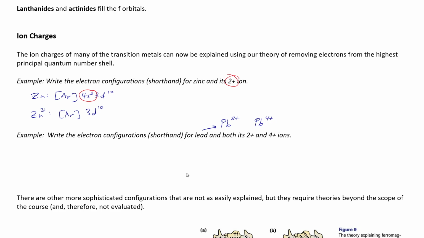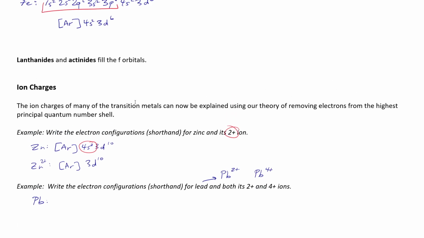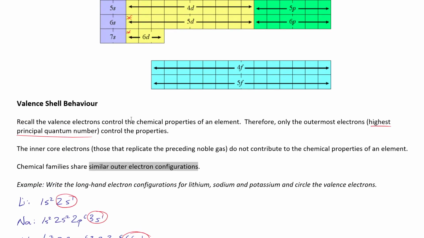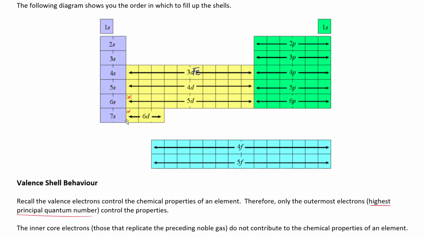Let's write the electron configuration for just lead. Okay, so let's see if we can locate lead on our periodic table above. Take a second and see if you can do so. So perhaps you found it. Lead is actually located right here on the periodic table.